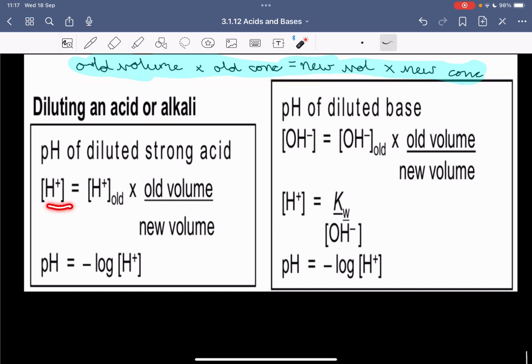And then since we have the new H plus concentration, we can just minus log H plus to work out the new pH. Or, if it's a base that you're working the pH out of, you can do the new base concentration equals the old base concentration times old volume divided by new volume. Okay, and that's total volume, right? And with this OH minus concentration, you can sub that into the Kw expression to work out your H plus concentration, and then minus log that to get your pH.